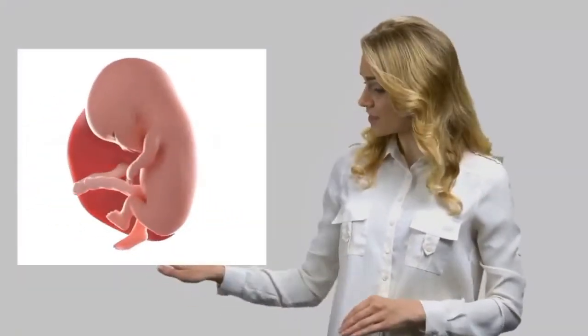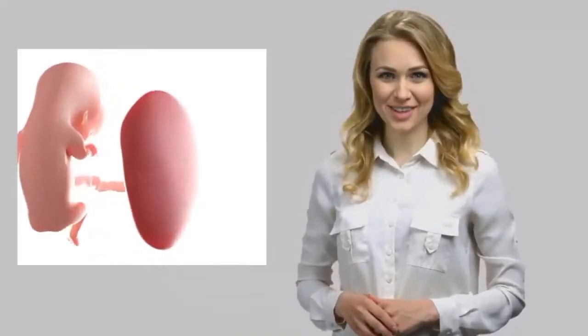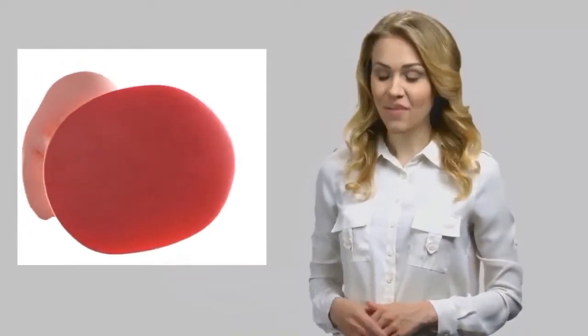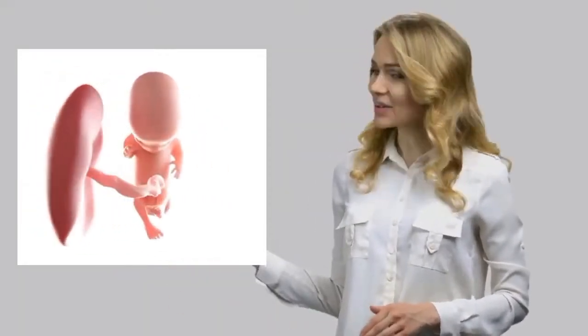Baby's position. Most babies settle into a head-down position in the uterus by 38 weeks. This is known as the vertex or cephalic presentation, which is the ideal position for a vaginal delivery. However, if your baby is not in the head-down position, your healthcare provider may discuss options for encouraging the baby to turn.